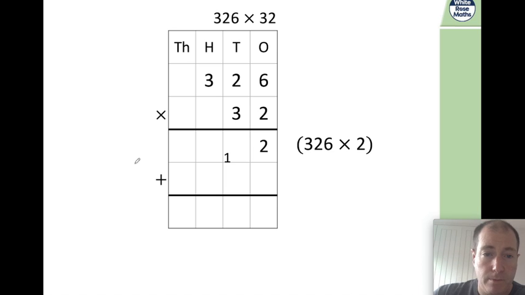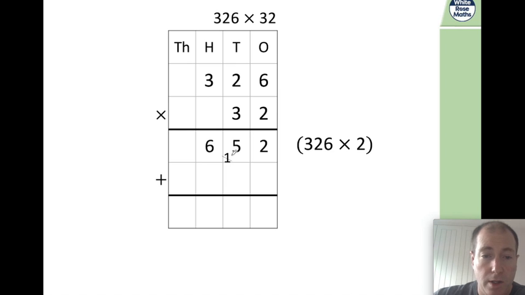Now this time, the 1 that has been regrouped into the tens column has been placed there. You'll notice it's smaller than the other numbers. That's to not confuse it later on. 2 times 2 is 4, plus 1 is 5. 2 times 3 is 6, and we simply put the 6.